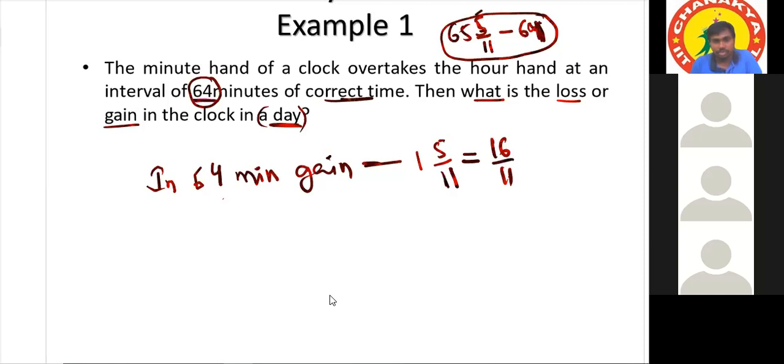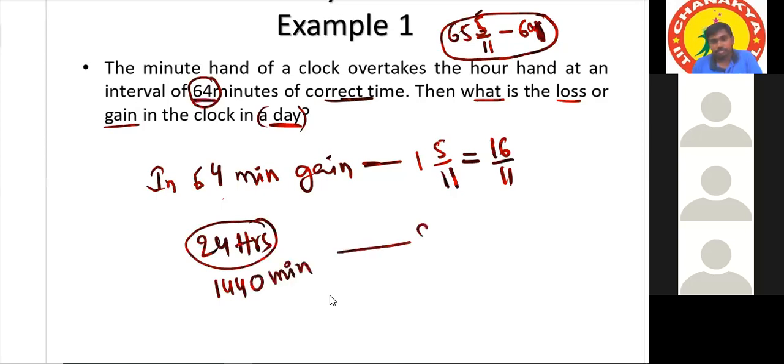And he's asking to find in 24 hours, right? In one day, nothing but 24 hours. So convert this 24 hours also into minutes. 24 into 60, it will be 1440 minutes. Sir, they need 22 times, right? 22 means? So they need 22 times, right?